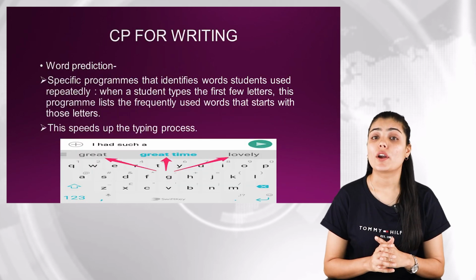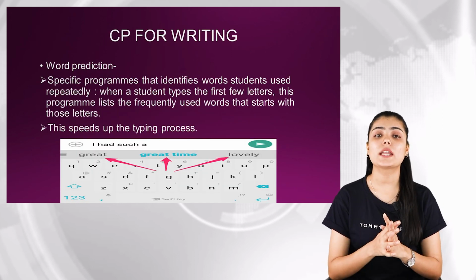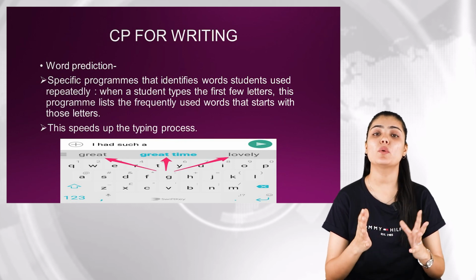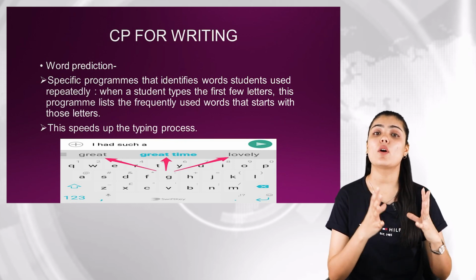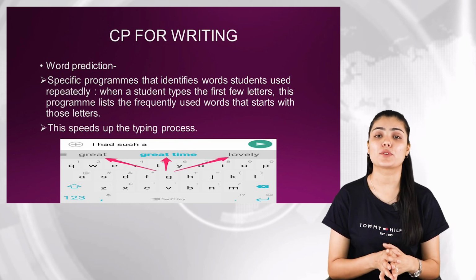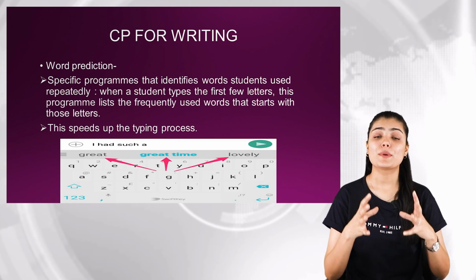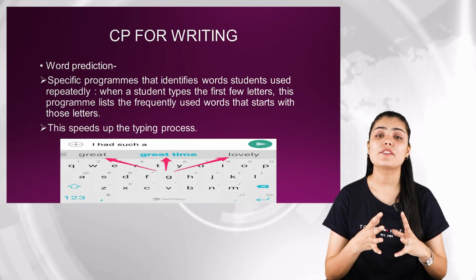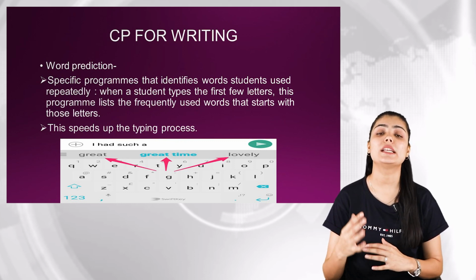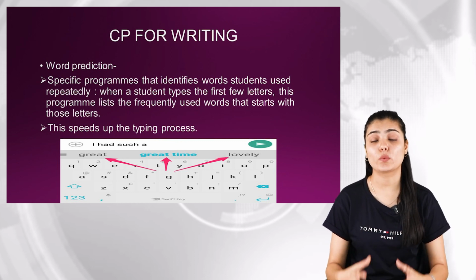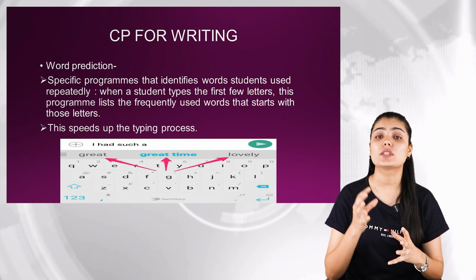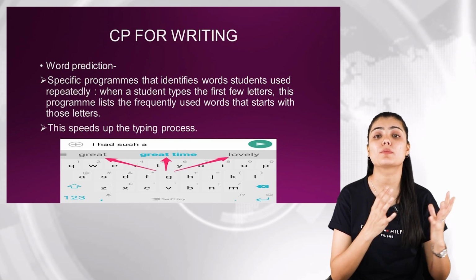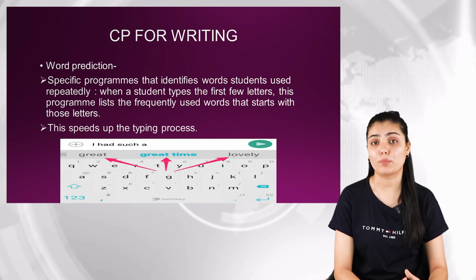Computer programs for writing. The first one is word prediction. We know what word prediction is. From the term itself, we can understand prediction of words. Now, how does this program work in a computer? Word prediction is a specific program that recognizes the words which are repeatedly used by the user of the computer.